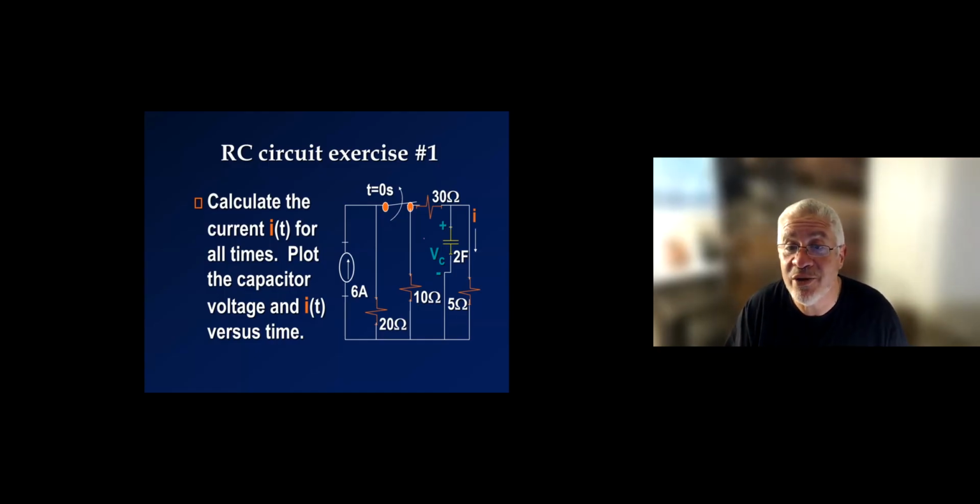For t less than 0, this is going to be connected right there. The switch hasn't changed yet for t less than 0. I'm going to have a circuit that has a constant source. Everything is constant. My 6 amp, everything is constant, okay? So the capacitor is going to behave like an open circuit, all right?